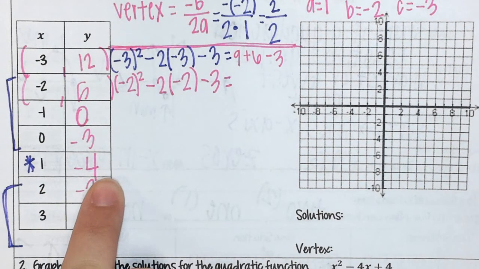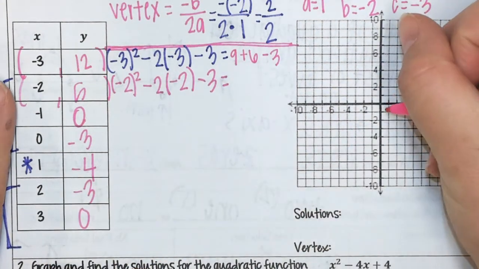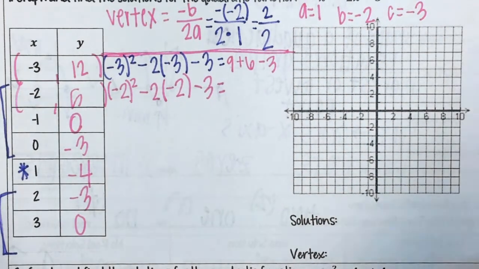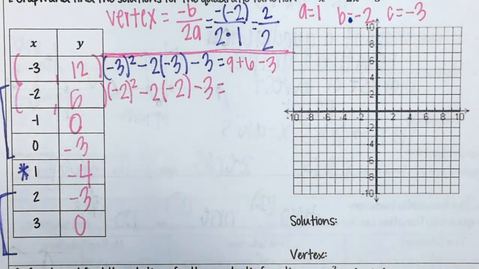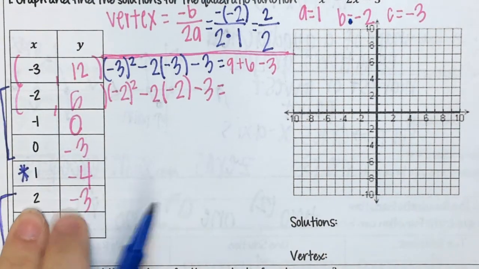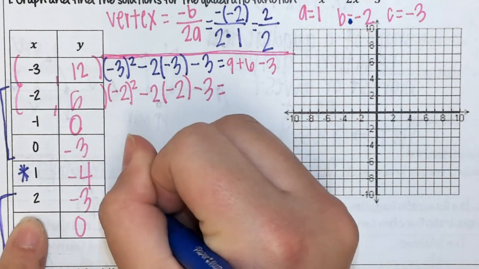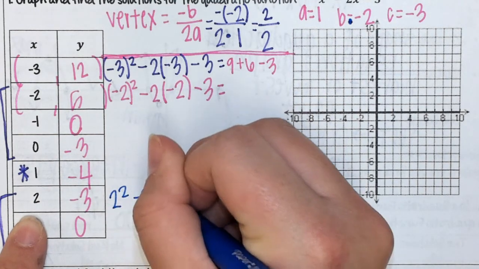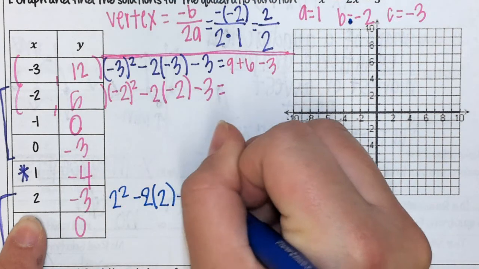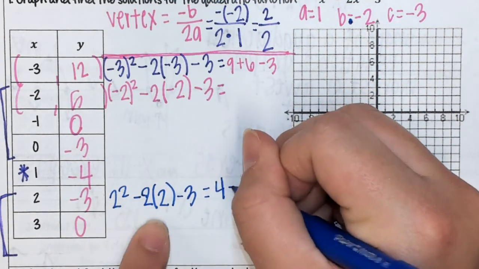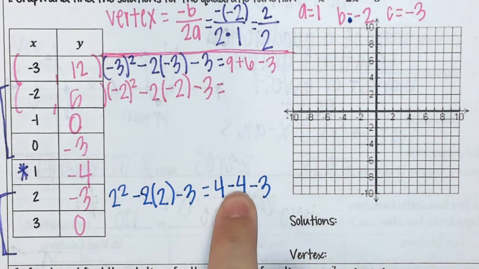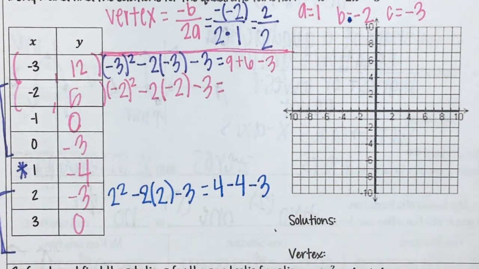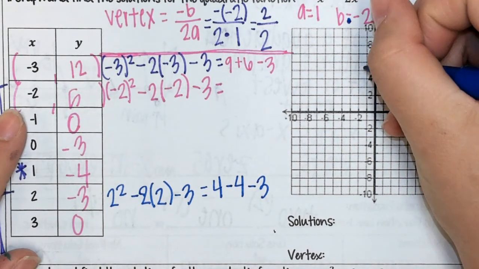Okay, so if I were to plot all of these, I would go over negative 3, up 12, but oh wait, there's not a 12. It's okay. Just go up a little bit. 2, this one? 2 squared minus 2 times 2 minus 3. So we get 4 minus 4 minus 3. 4 minus 4 is 0. Minus 3 is negative 3. Alright, so I'm going to plot all these points.